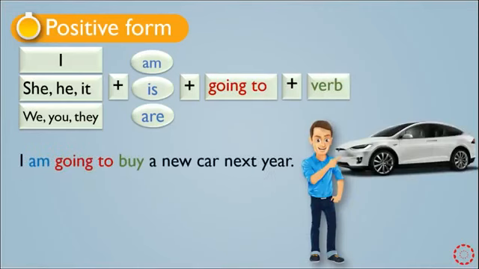Look at this example. I am going to buy a new car next year. Be careful, after going to, we have to use the base form of the verb without any suffix. We say buy. I am going to buy a new car next year. This is a future plan. You planned before speaking.